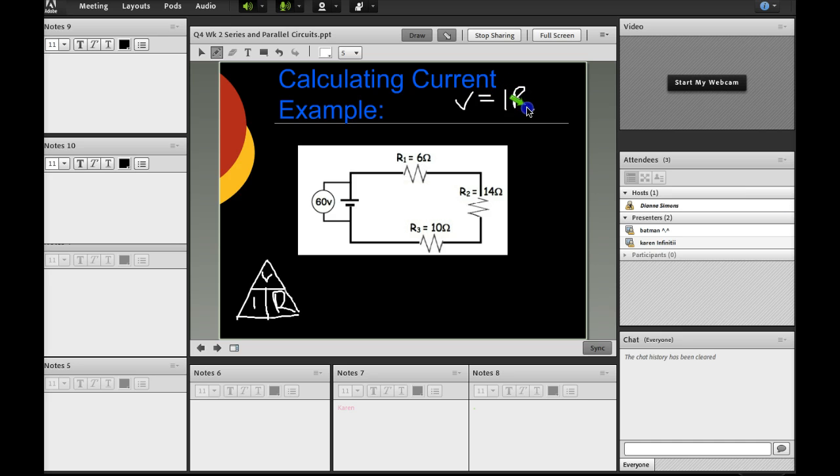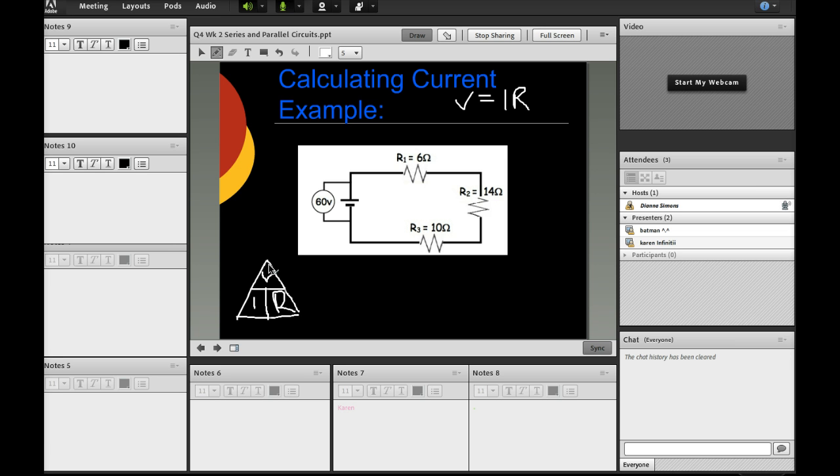All right, so if you use this triangle right here, and we want to calculate the current, which is I. Focus. Yes, I'm focusing, sorry. You cover up that I, and then what you have is voltage divided by resistance. Okay? So, what is our voltage in this case?